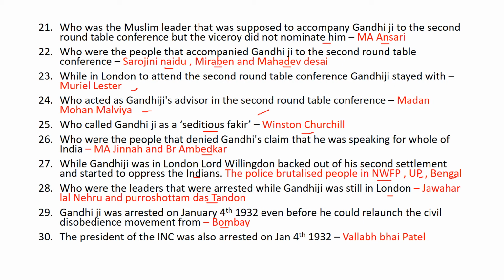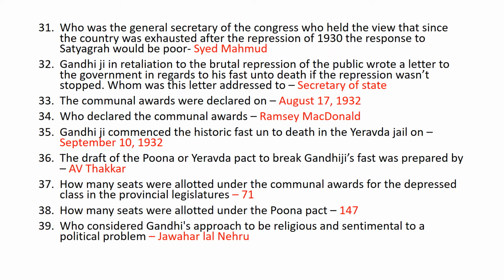The president of the Indian National Congress was also arrested on the same day, and he was Vallabhbhai Patel. Who was the General Secretary of the Congress, who held the view that since the country was exhausted after the repression of 1930, the response to Satyagraha would be poor? It was Sayyid Mahmud. Gandhiji, in retaliation to the brutal repression of the public, wrote a letter to the government in regards to his fast unto death if the repression wasn't stopped. Whom was this letter addressed to? It was addressed to the Secretary of State.